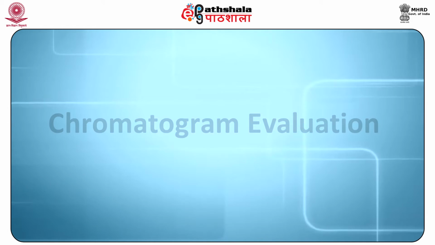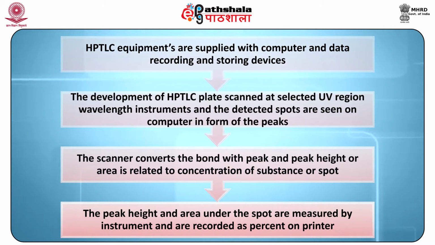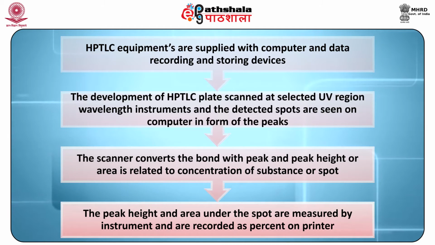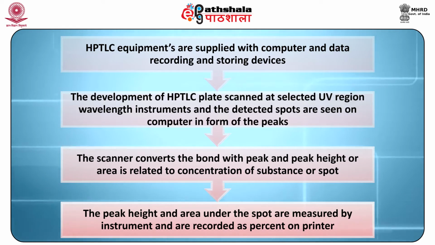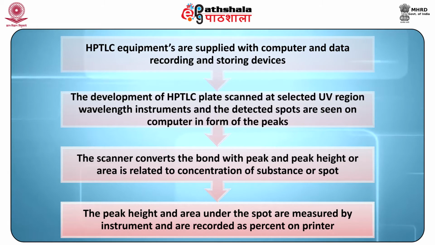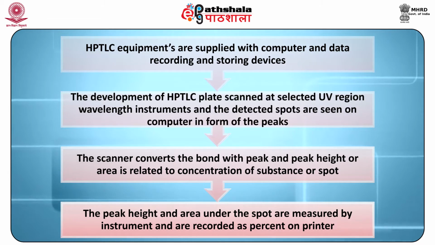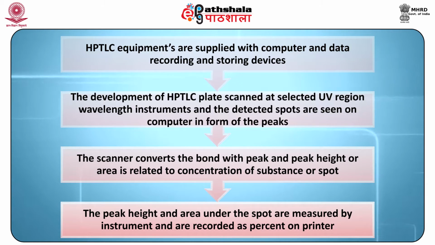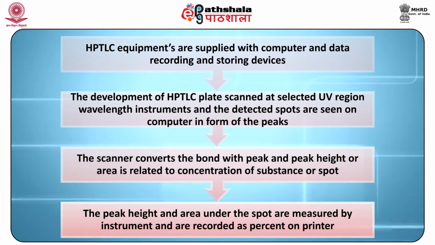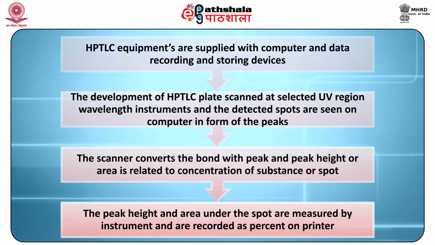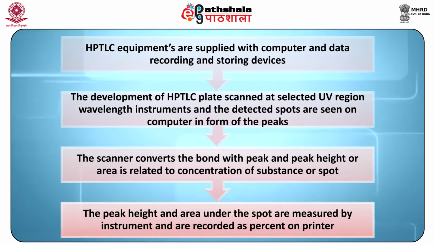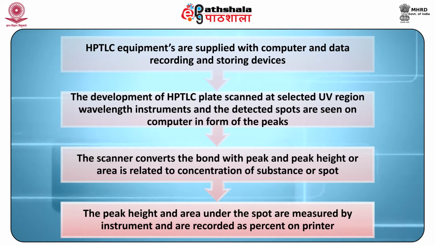Chromatogram evaluation. HPTLC equipment is supplied with computer and data recording and storing devices. The developed HPTLC plate is scanned at a selected UV region wavelength, and detected spots are seen on the computer in the form of peaks. The scanner converts the band into a peak, and peak height or area is related to the concentration of the substance or the spot. The peak height and the area under the spot are measured by the instrument and recorded as percentage on the printer.